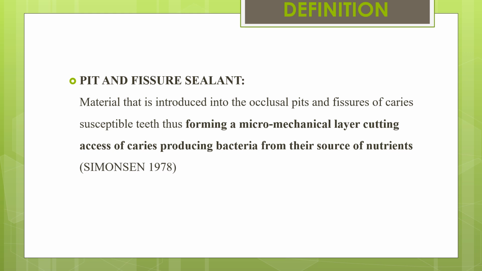Pit and fissure sealant has been defined by Simonsen in 1978. It is a material that is introduced into the occlusal pits and fissures of caries susceptible teeth, thus forming a micromechanical layer cutting off caries producing bacteria from their source of nutrients.